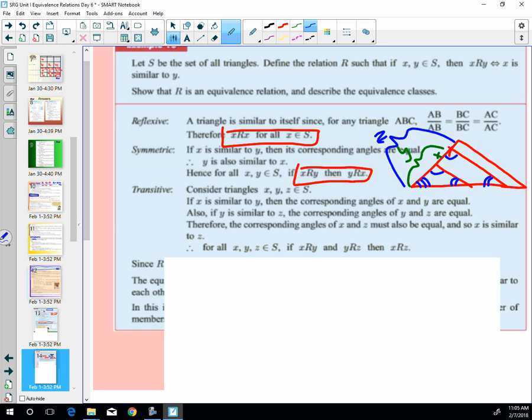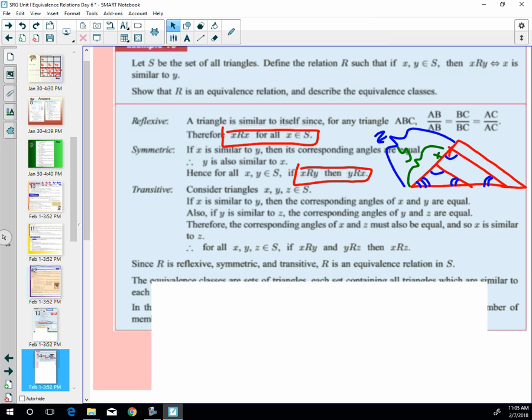And then this out here was Z. Okay? And so you have, consider triangles X, Y, and Z. And if X is similar to Y, which it is, and Y is similar to Z, what has to be true of X and Z? Their corresponding angles are going to make them similar. So that is the same story for the triangle. So it's reflexive, symmetric, and transitive. And then R is an equivalence relation.